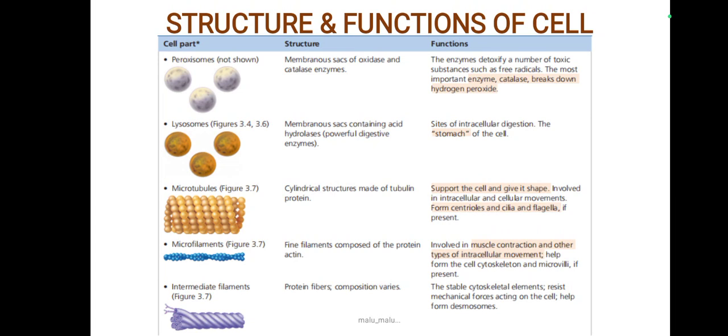Then microtubules, microfilaments, and intermediate filaments. Microtubules are cylindrical structures made up of tubulin protein which support the cell and give it shape. They are found in centrioles and cilia and flagella, if present. Microfilaments are fine filaments composed of the protein actin, involved in muscle contraction and types of intracellular movements. Intermediate filaments are protein fibers and their composition may vary. They are stable cytoskeleton elements whose main function is to resist mechanical forces acting on a cell and help form desmosomes.